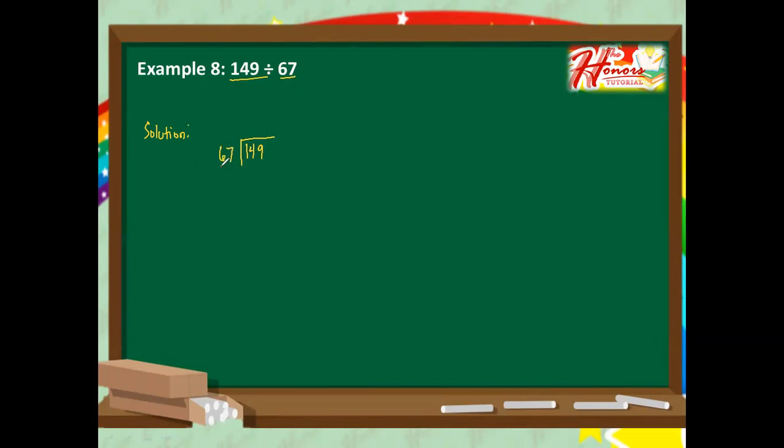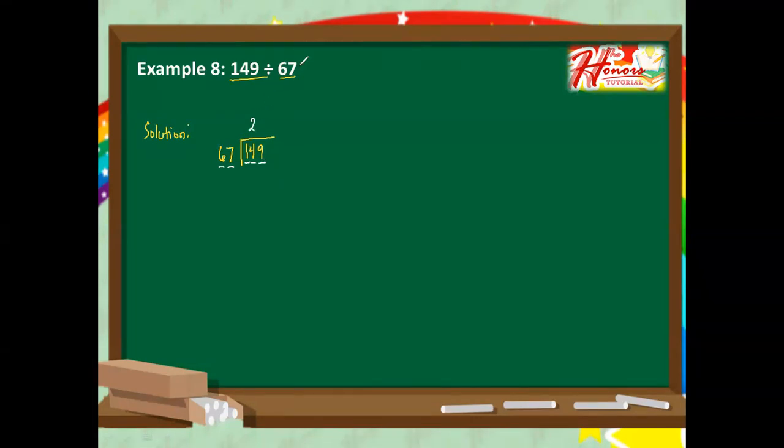Kindly observe that you have here a two-digit divisor, so you have to get a two-digit dividend here. But 14 is less than 67, so it is impossible for us to divide. We have to get another digit in the dividend for it to be bigger than 67. And that is 9. So now we have here 149. So let's divide now. 149 divided by 67 is equal to 2.